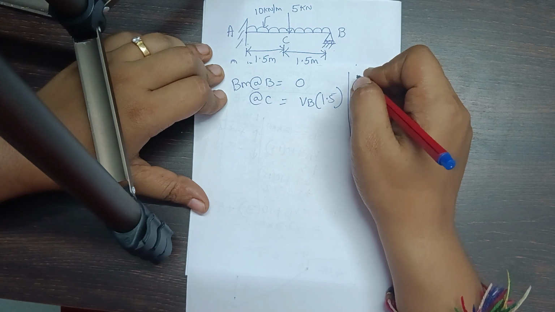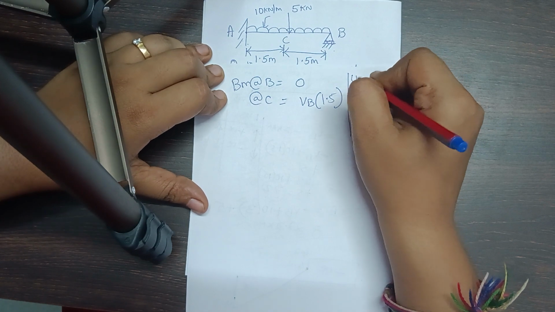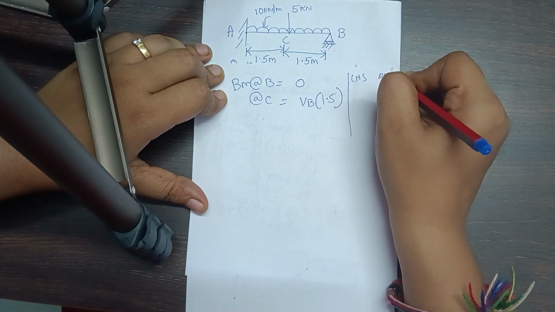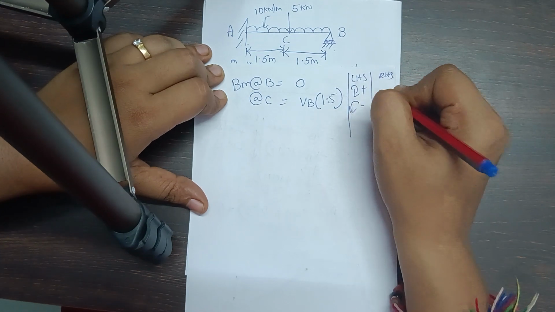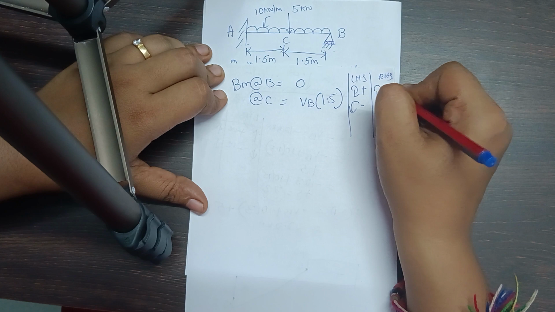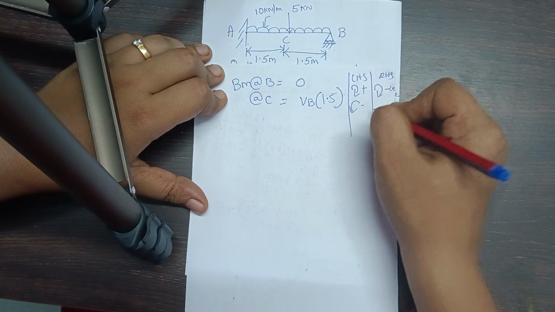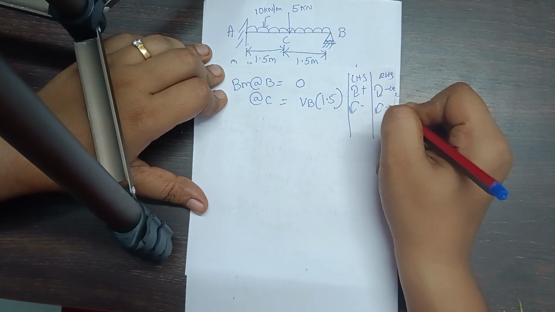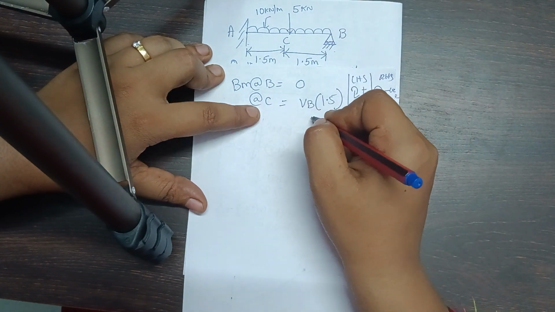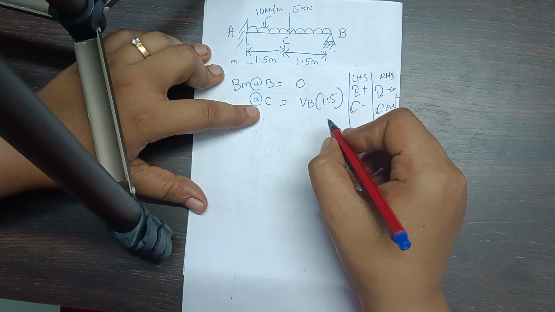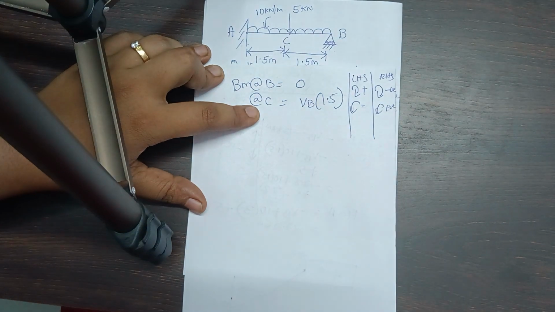If I take the sign conventions, left hand side and right hand side: on the left hand side clockwise is positive, anti-clockwise is negative; on the right hand side clockwise is negative, anti-clockwise is positive. Here it is anti-clockwise on the right hand side, so it is considered positive.